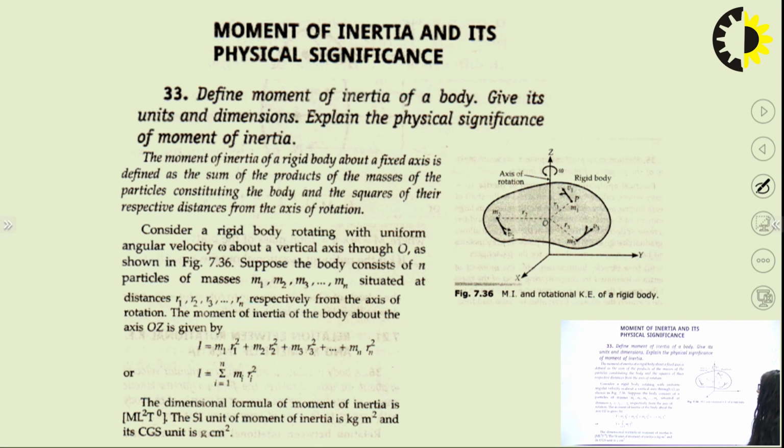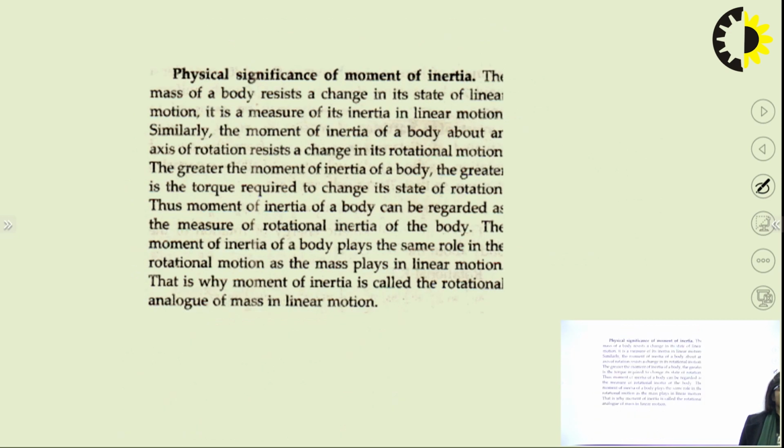How can we find this? The mass unit is kg and the radius unit is meter, so squared, the unit overall is kg meter square. So kg meter square is converted into ML square in dimension form.